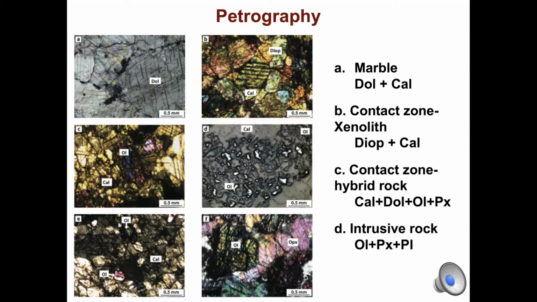Some hybrid rocks contain isolated olivine and pyroxene grains, which are distributed irregularly in the matrix, and others show large patches of olivine surrounded by the matrix. The matrix is enriched in calcite with small amounts of dolomite, as well as small grains of olivine and pyroxene. Mineral assemblages of the intrusive rocks are composed of olivine, pyroxene, and plagioclase.